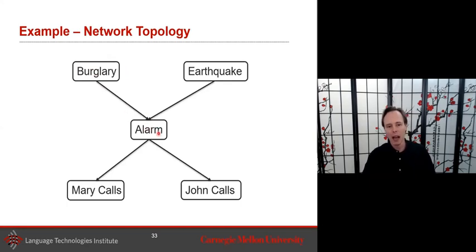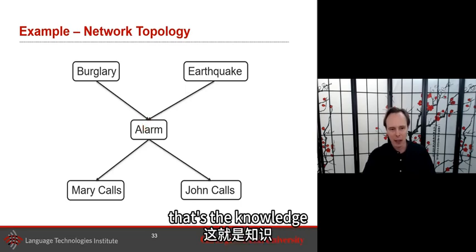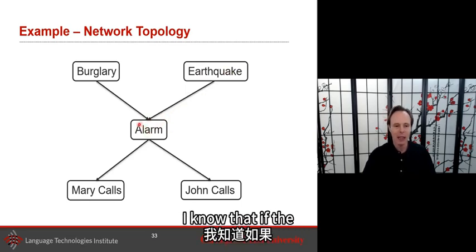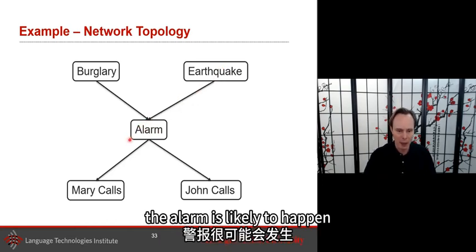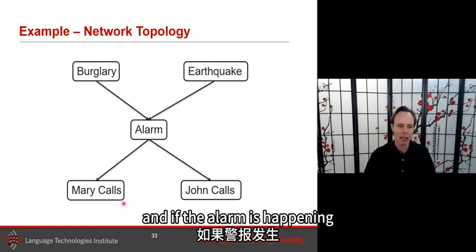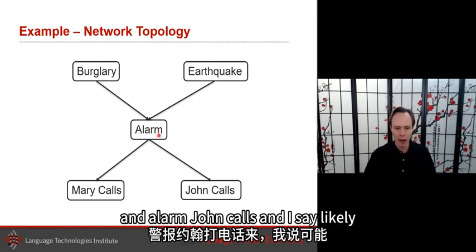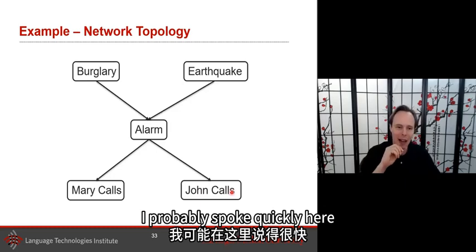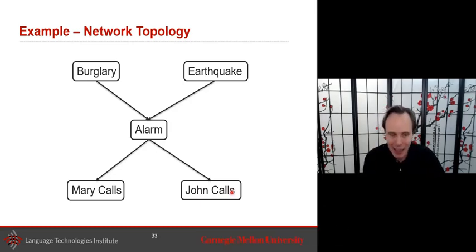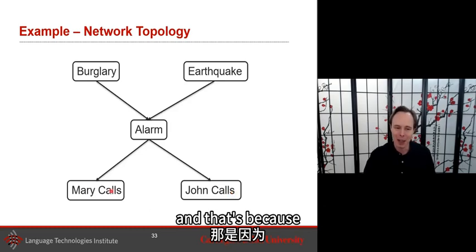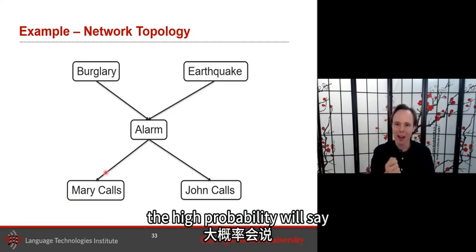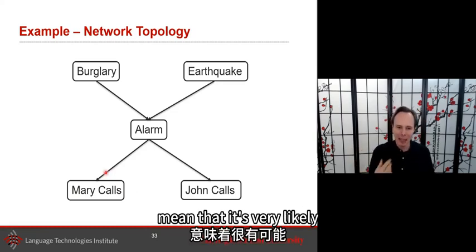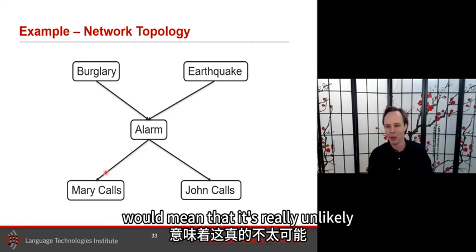And so alarm and earthquake, that's the knowledge. If the earthquake is happening, the alarm is likely to happen. And if the alarm is happening, it's likely that Mary calls and that John calls. And I say likely, but I probably spoke too quickly here. It could be likely or unlikely, because that's what the probability will tell me. A high probability means that it's very likely, and a low probability means that it's really unlikely.